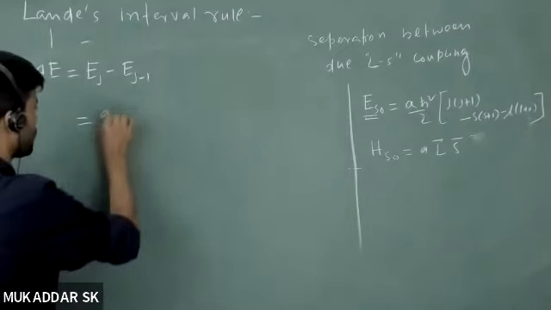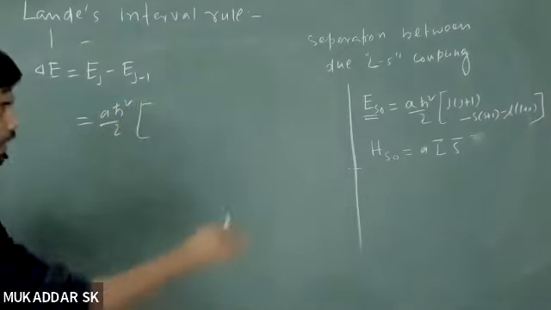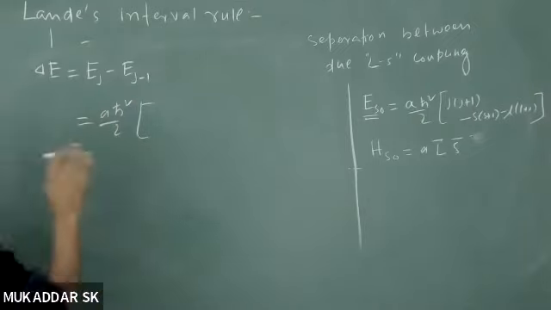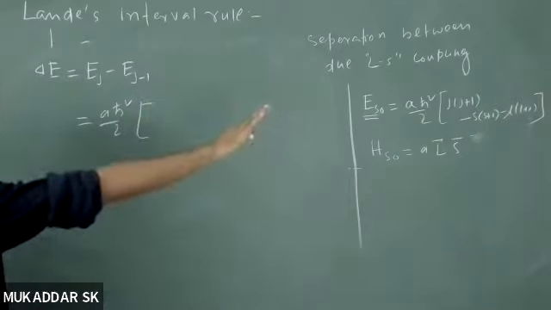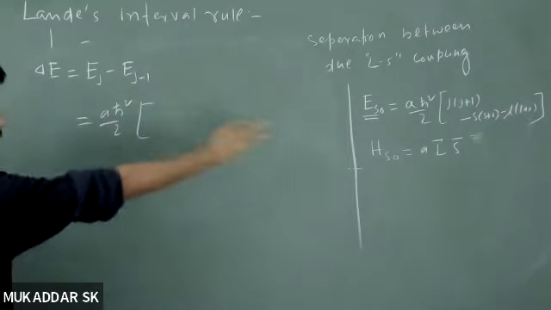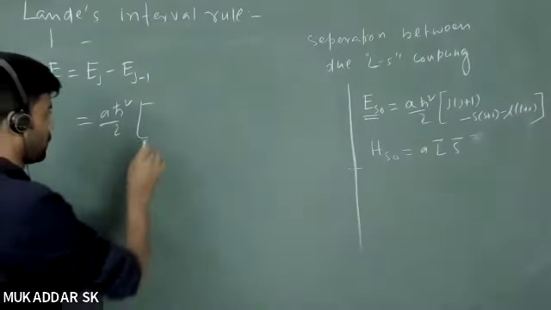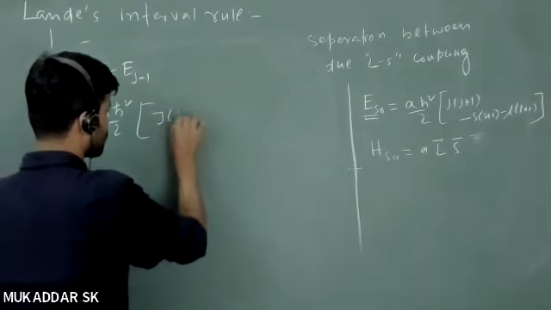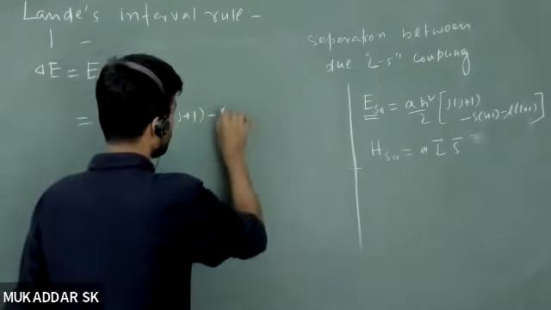That will be basically A h-cross square by 2. Then I will not write the L and S part, because for both EJ and EJ-1 the L and S part will be the same. Since you are subtracting these two parts, automatically the L and S part will be cancelled. So I'll write only the J part. So it will be J into J plus 1 minus J into J minus 1.